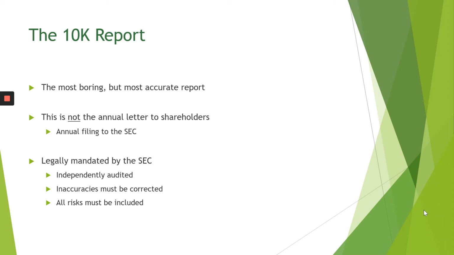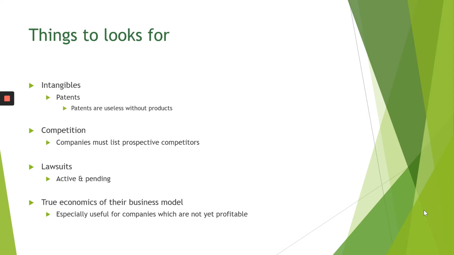The 10K is the annual filing to the SEC. So there's only one per year. The 10Q, the quarterly report, is not audited. So the 10K is legally mandated by the SEC. It is independently audited. Inaccuracies must be corrected, and all risks must be included. That's very important. So what are the things we look for in a 10K report?